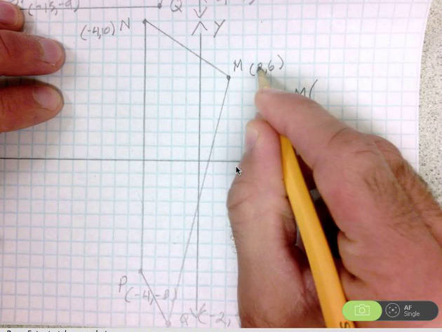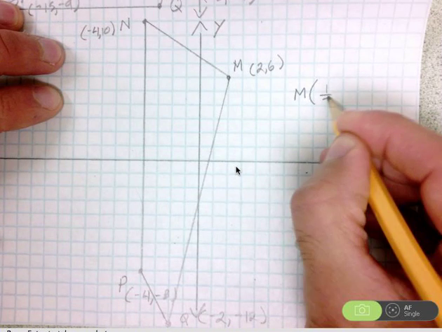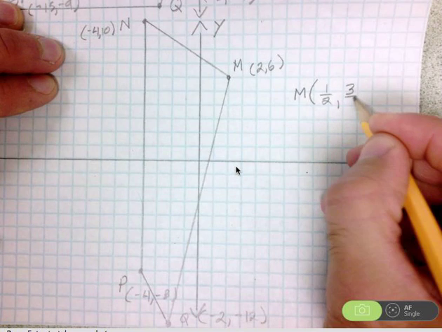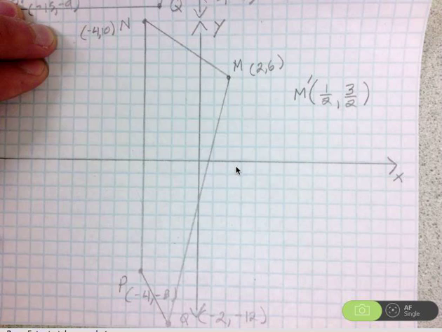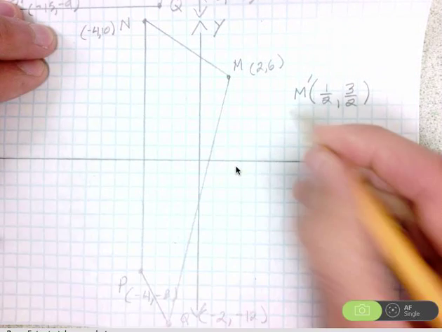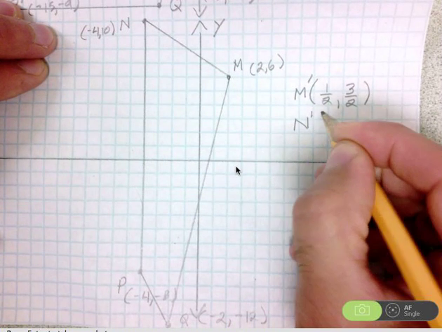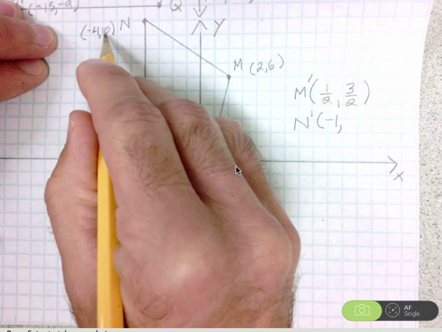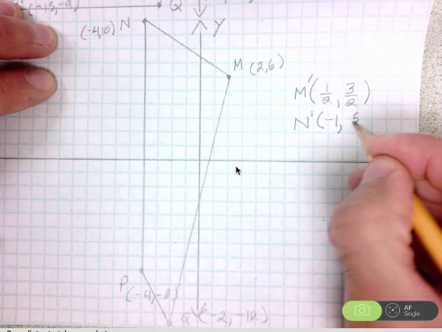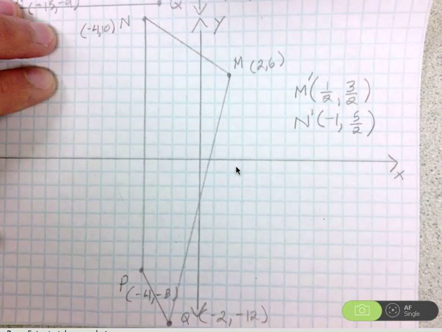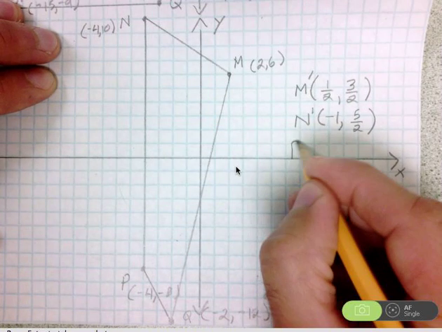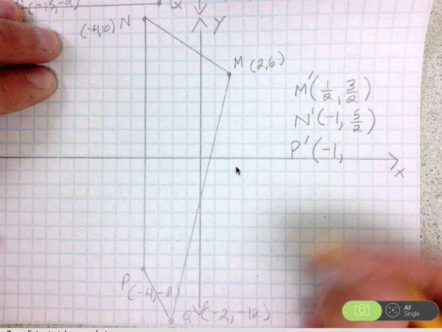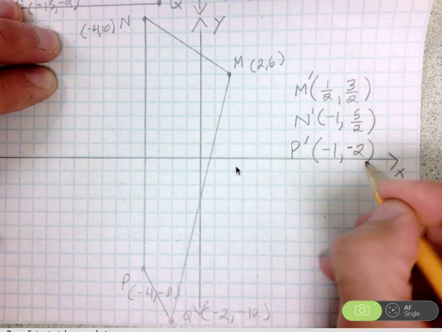M, 2 times 1/4. 2/4 is 1/2. 6 times 1/4. 6 over 4 would be 3/2. So there is the new location of M. The new location of N, N prime, negative 4 times 1/4, that would be negative 1. And 10 times 1/4, 10 over 4 would reduce to 5/2. P is at negative 4, negative 8, so P prime, negative 4 times 1/4 would put me at negative 1. Negative 8 times 1/4 would put me at negative 2.